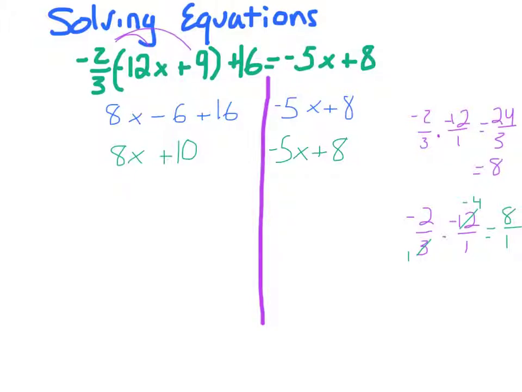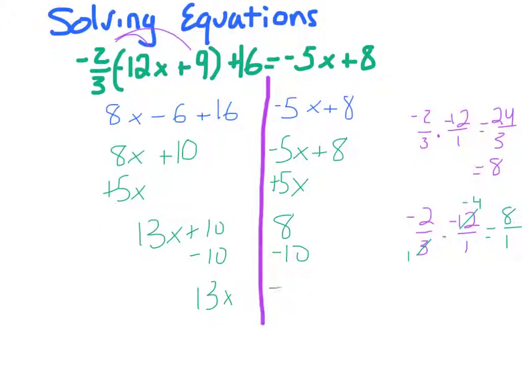Now I want to move the variable to the same side, so I can either subtract 8x from both sides or add 5x to both sides. I'm going to choose to add 5x to both sides. This gives me 13x combined with 10 equals 8. Now I need to get rid of my tag along, so I'm going to subtract 10 from both sides, leaving me with 13x equals negative 2.